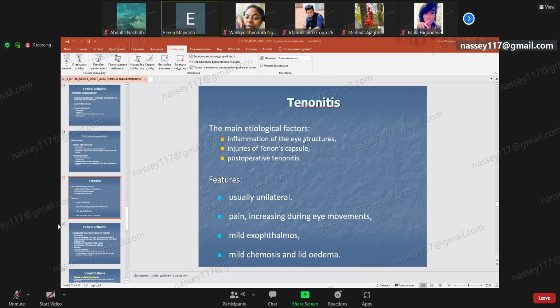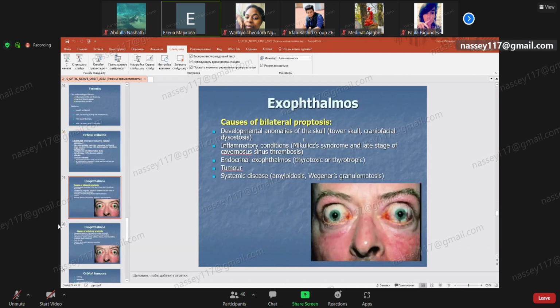Exophthalmos. Exophthalmos is defined as forward displacement of the eyeball beyond the orbital margin. It may be unilateral and bilateral.